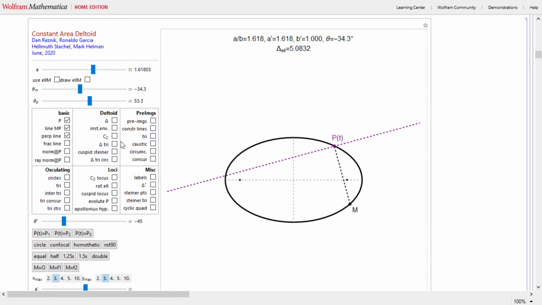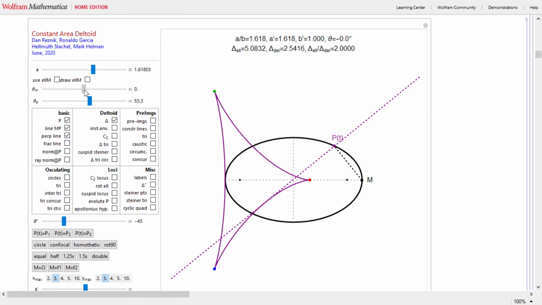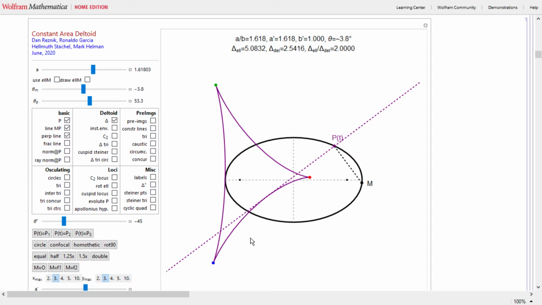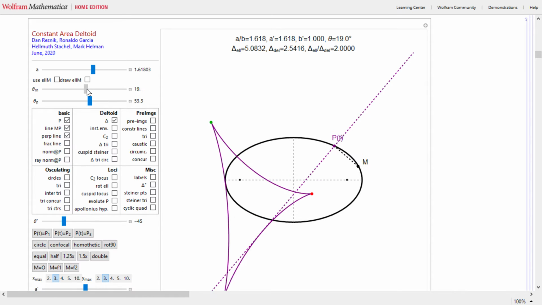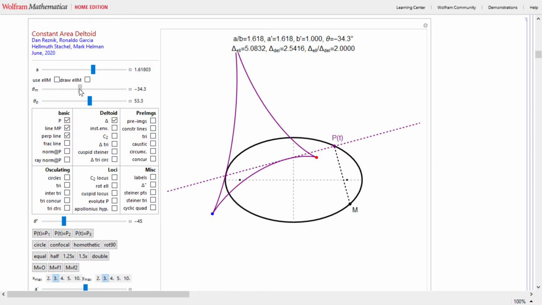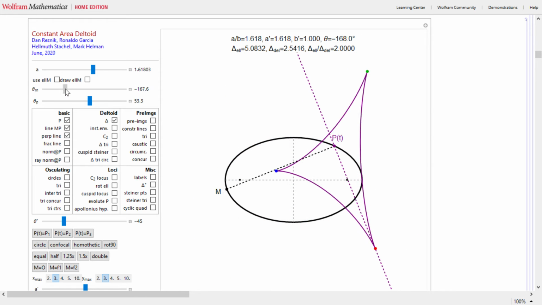And this negative pedal curve is a deltoid. So if I place M over here, you can see that here's the deltoid. And this deltoid has a constant area over all M. So it has constant internal area over all M.